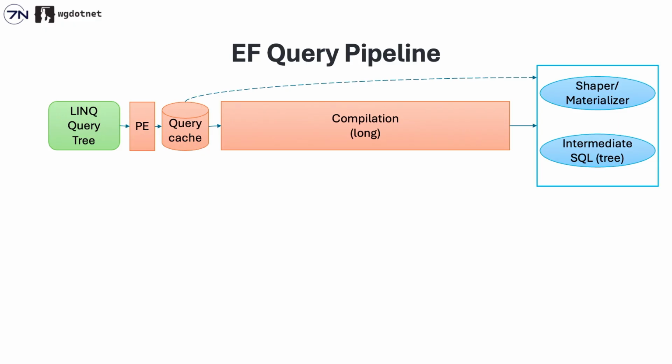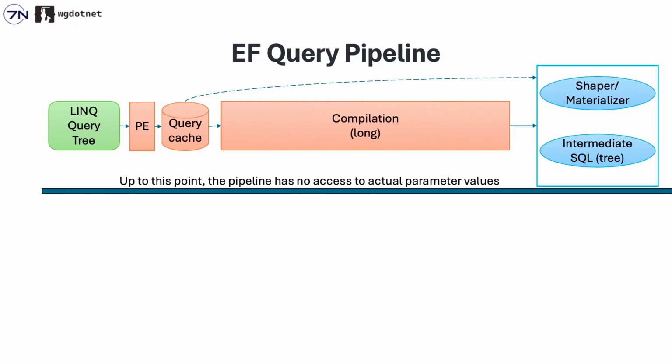So I'm going to make this a bit more complicated. This is a copy of what you saw before. I just made one small change. What we have here is no longer the final SQL. We have an intermediate SQL in the form of an expression tree. This is no longer a string, something I can send to the database, because we're going to be doing more stuff with it now. Up to now, very, very important, all of this stuff does not have any access to any of the parameter values.